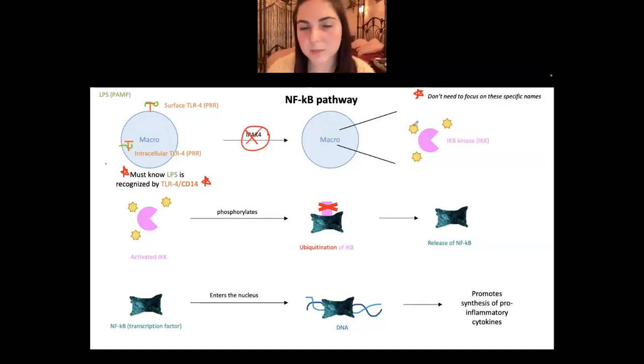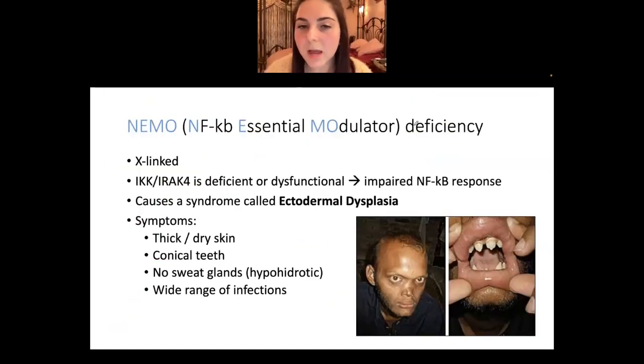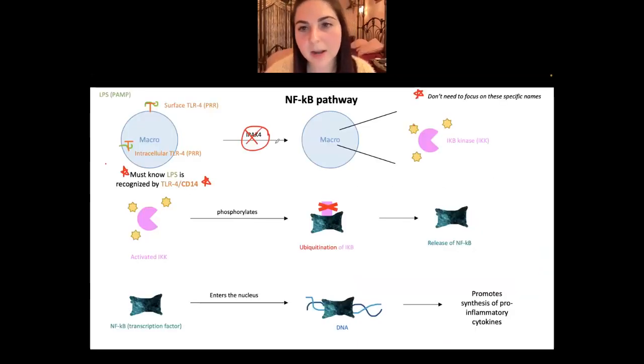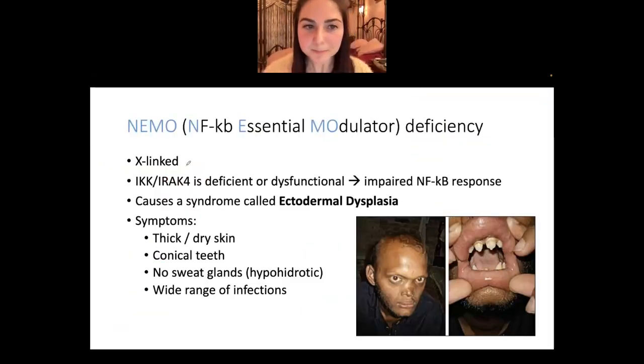If anything goes wrong with this pathway, there's a condition called NEMO. I know it's a really scary looking picture, but NEMO deficiency stands for NF-kappa B essential modulator deficiency. So this is saying an essential modulator of the NF-kappa B pathway can be deficient. If I go back here, like I have IRAK4 here, I have IKK here, again, I don't think you need to know the specifics, but one of these is deficient or dysfunctional, so you're getting this impaired NF-kappa B response. And for whatever reason, that presents with a syndrome called ectodermal dysplasia.